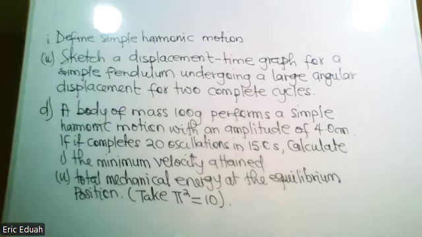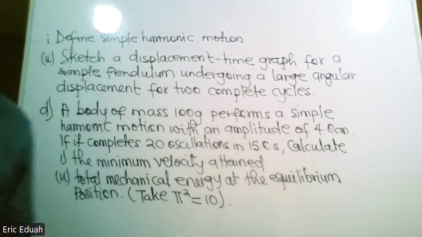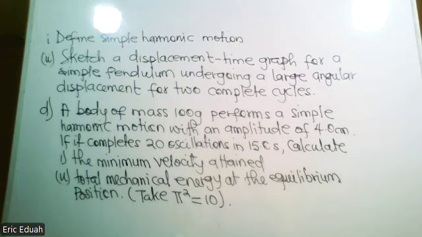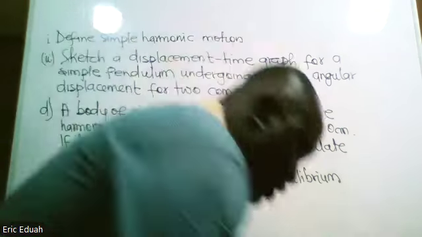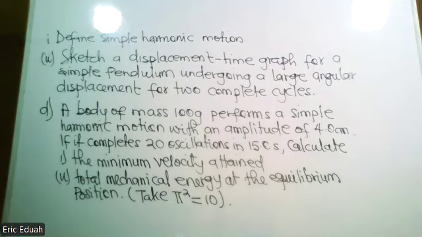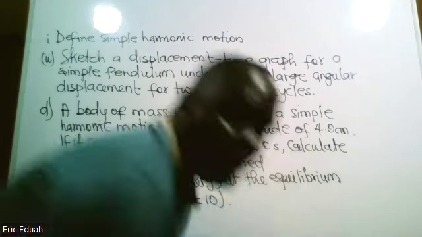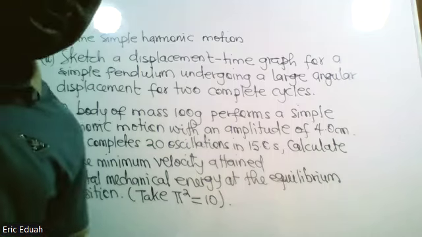Define simple harmonic motion. As for this, if you are here and you can't define it, then it's serious. It is the repeated to and fro motion or up and down motion of a body.